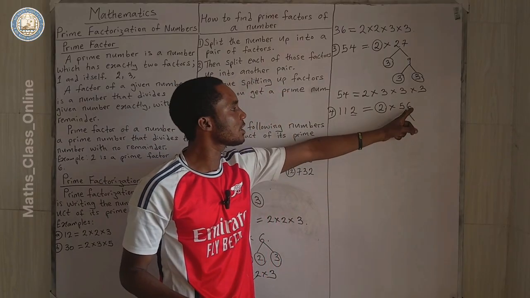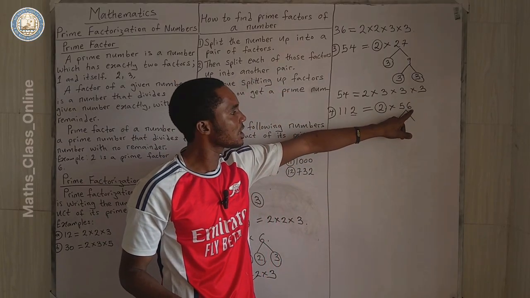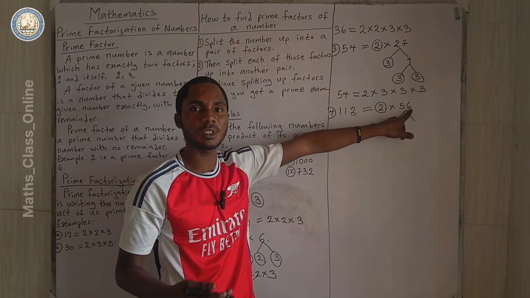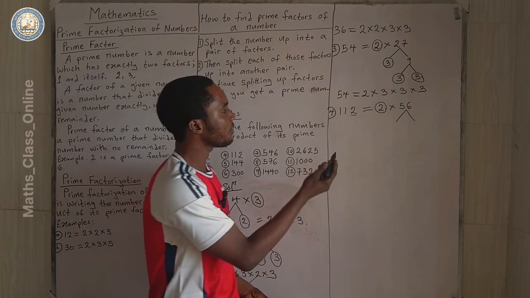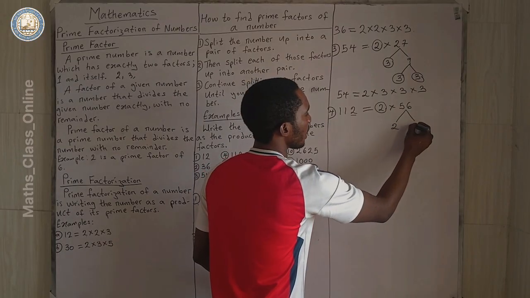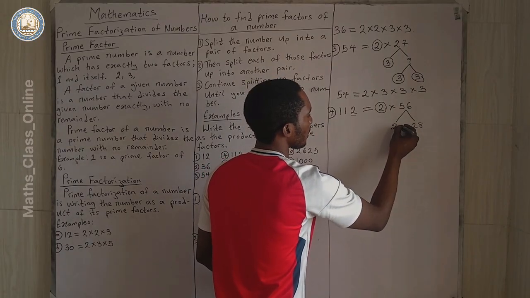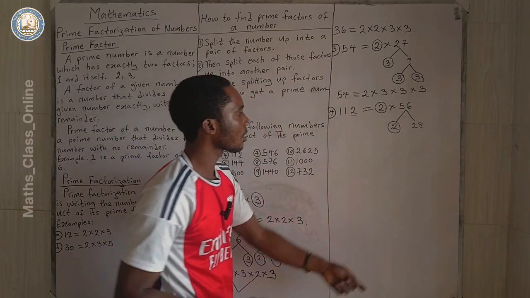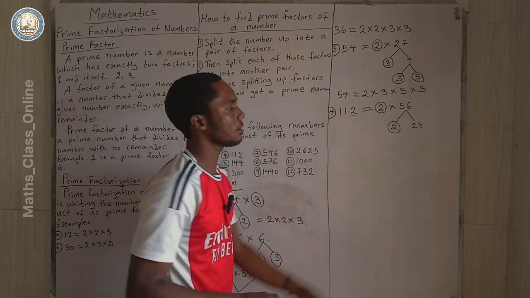Start again from 2. Is this divisible by 2? The unit digit here is 6. That means it is divisible by 2. 56 divided by 2, we have 2 times 28. 2 is a prime number. 28 is not a prime number.